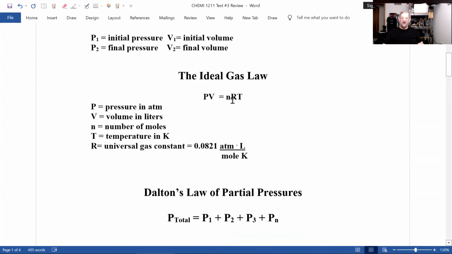Now, the ideal gas law, my favorite mathematical expression in chemistry, and that's PV = nRT. P is pressure in atmospheres, V is volume in liters, n is the number of moles, T is temperature in Kelvin, R is the universal gas law constant, 0.0821 atmosphere-liters per mole-Kelvin. You'll be given all this.